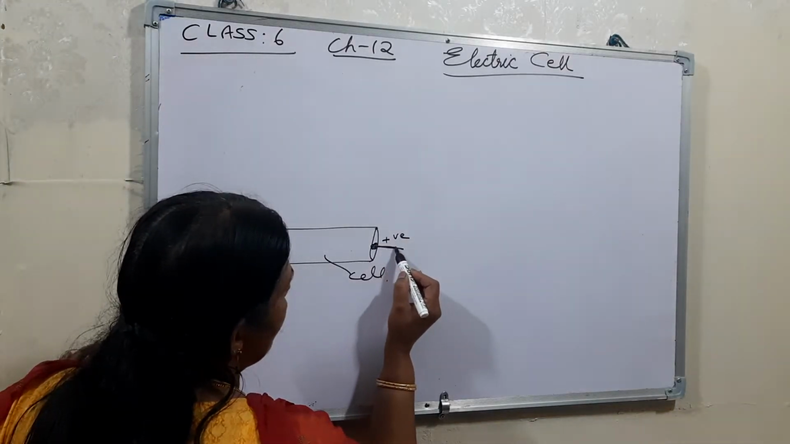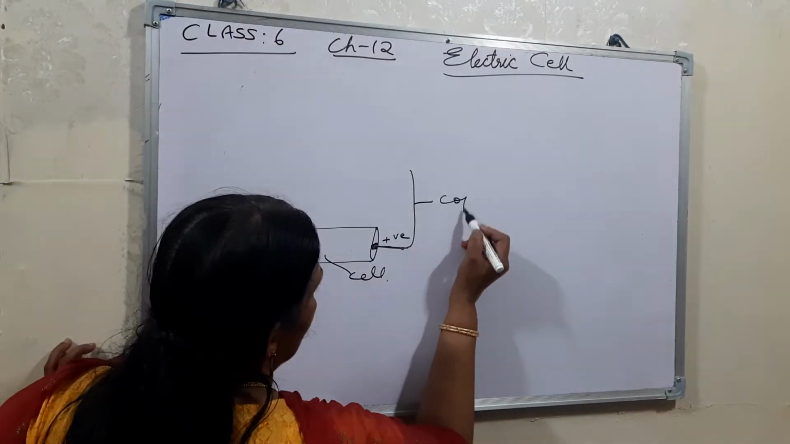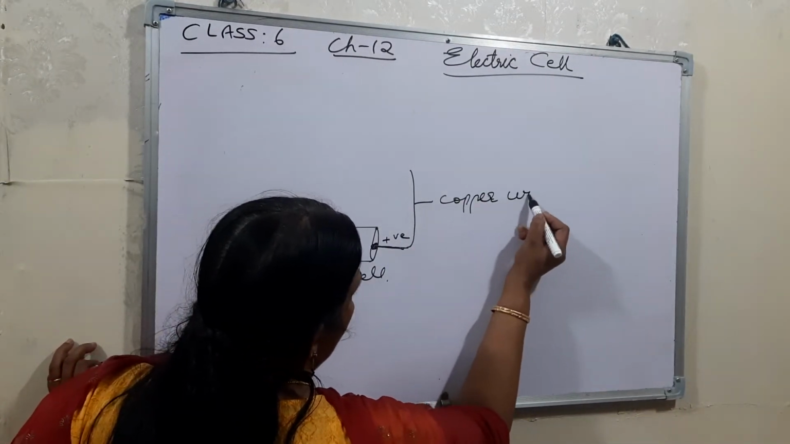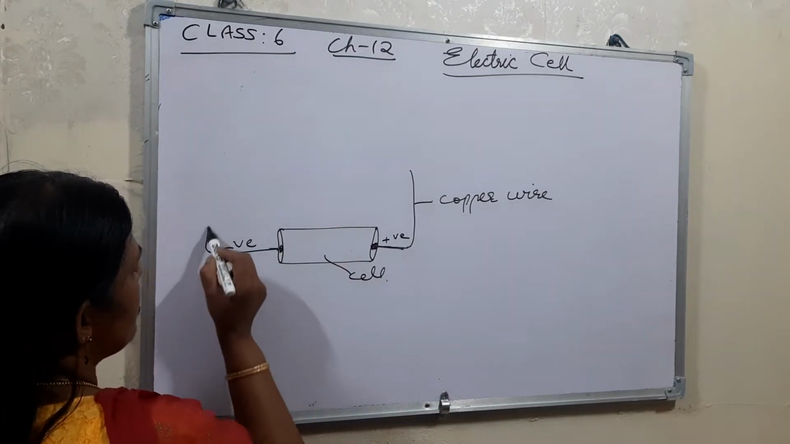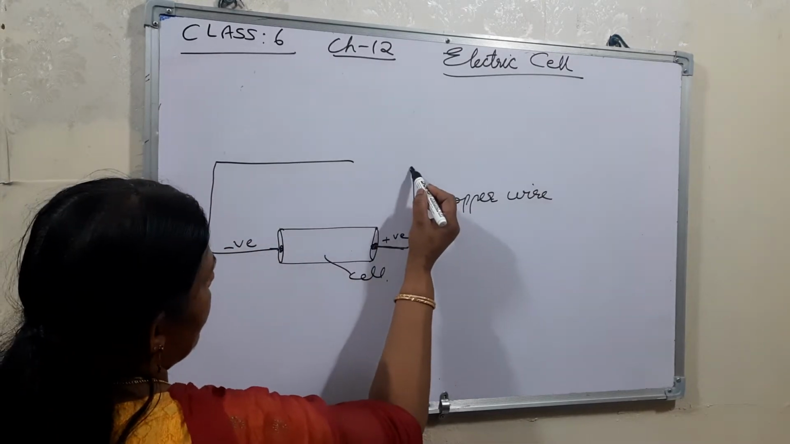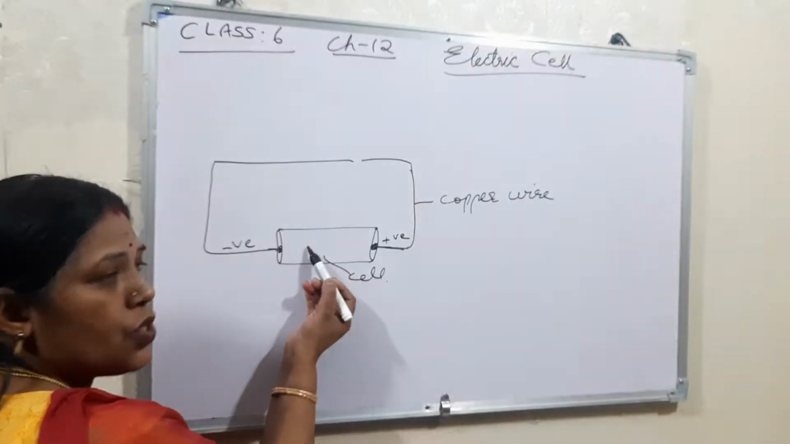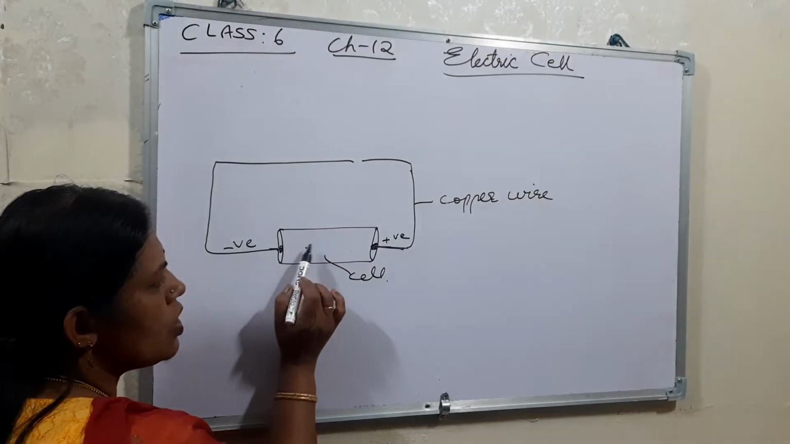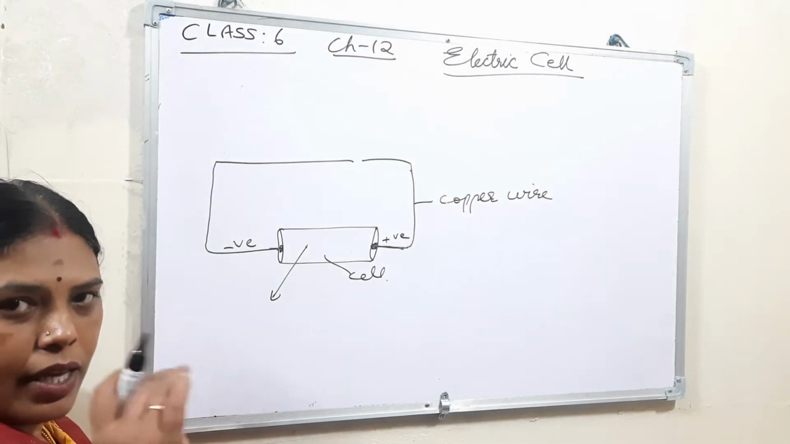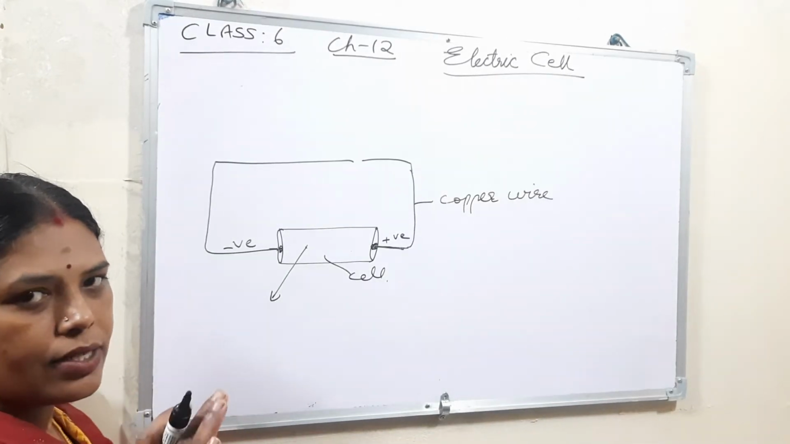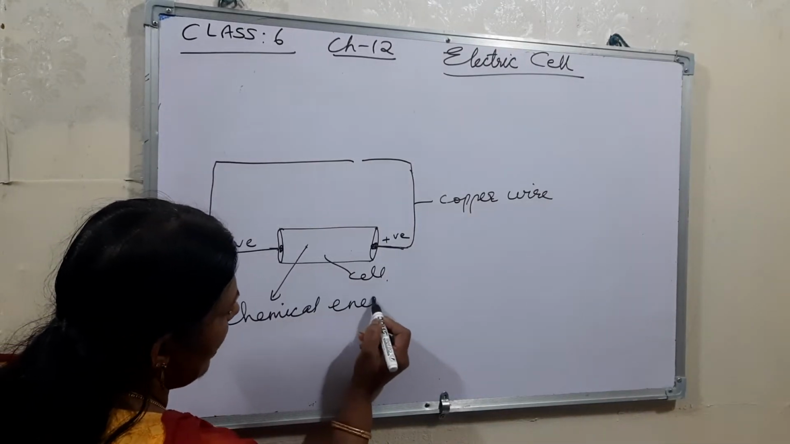And from this positive terminal, you connect a wire. This is the copper wire. Then from the other terminal, another wire comes and connects here. Inside this cell, what is stored? The chemical energy. That means the chemical paste present, that is the electrolyte, right? So it is having the chemical energy.